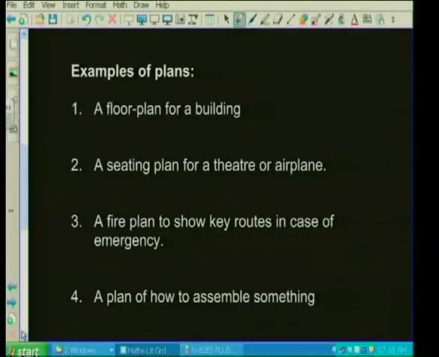And lastly, we have a plan of maybe how to assemble something. Perhaps you've bought a model aircraft or something of that nature, and you need to put it together, or you've just got a new computer and it comes with many parts and you need to assemble those parts. Then you will get a plan in the box showing you how to do that and how to put the whole thing together.